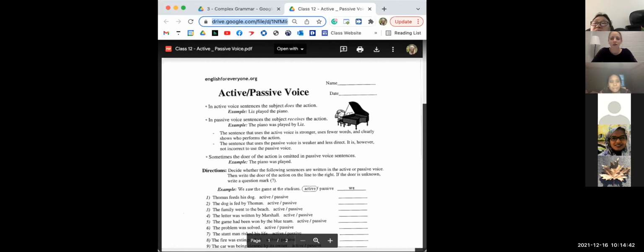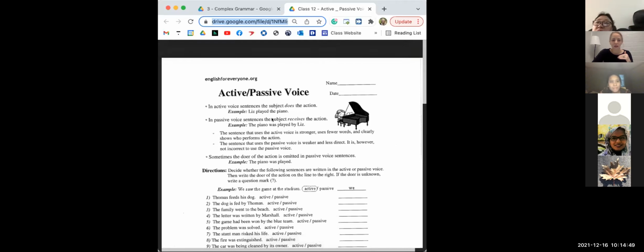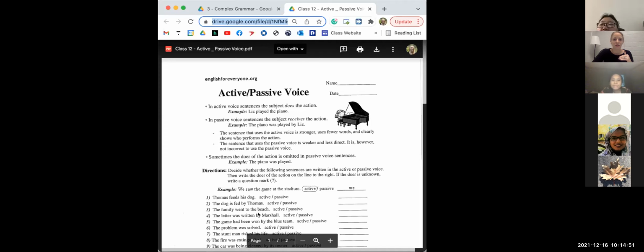Yes. Okay. All right. So let's read this little explanation here together, and then we'll look at these example sentences here. This explanation here is very similar to what we just talked about on the previous slide. But let's have some volunteers read now. Can I have a volunteer to read the blue box?